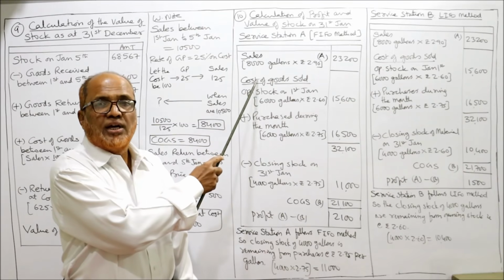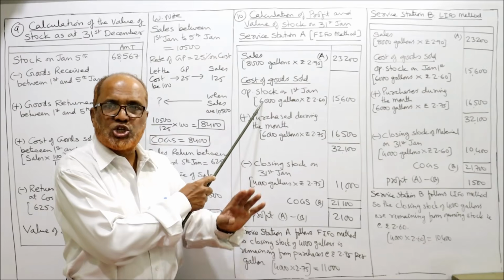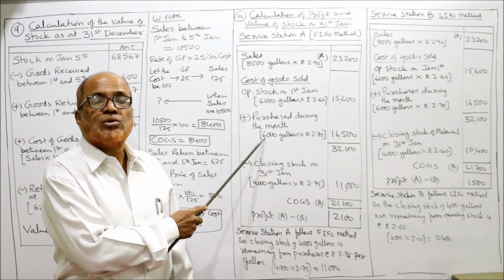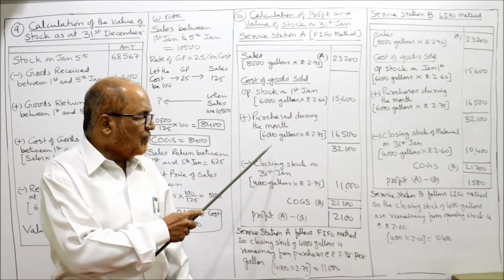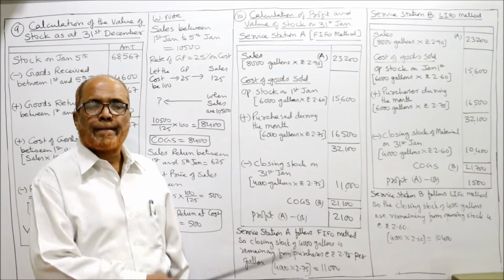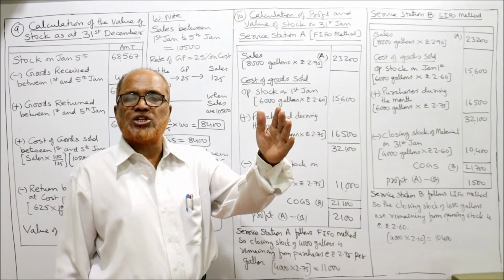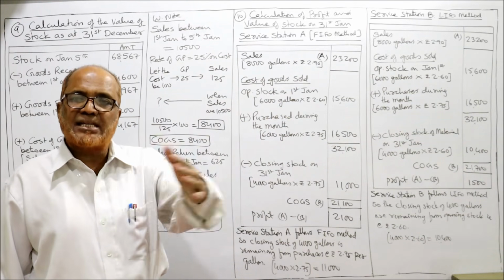8,000 gallons are sold. In this 8,000, the 6,000 opening stock was completely issued. So out of this 6,000, only 2,000 are issued. Remaining 4,000 are remaining closing stock. So first in, first out means opening stock was completely issued, and from the purchases only 2,000 gallons were issued.